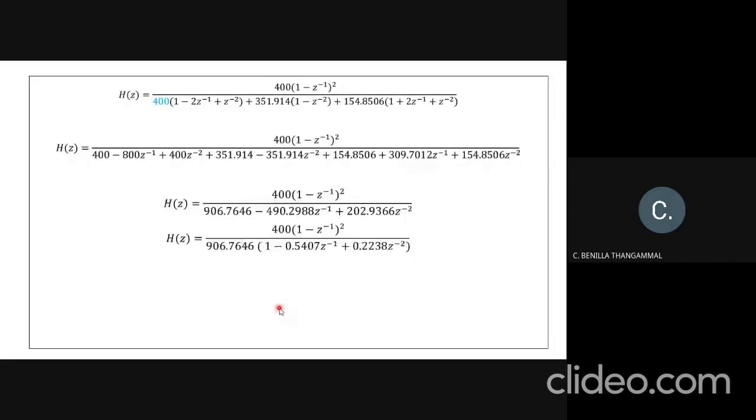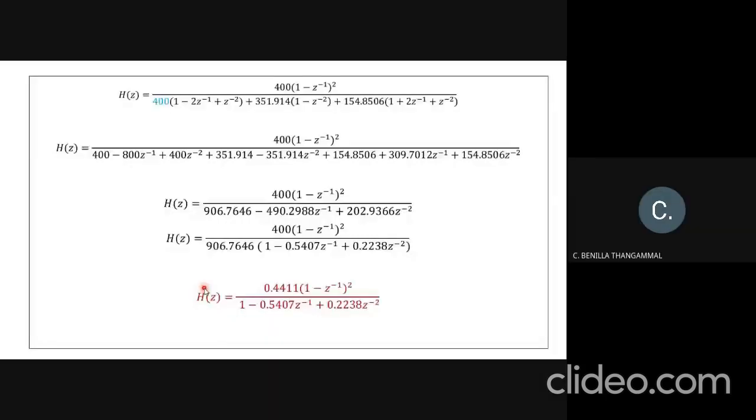So you know it very well. In the denominator of an IIR filter, the first term should be 1. So I'm just taking 906.7646 commonly out, so that I'll be able to get 400 divided by 906.7646. I have converted my H of s. I have designed my digital Butterworth high pass filter.